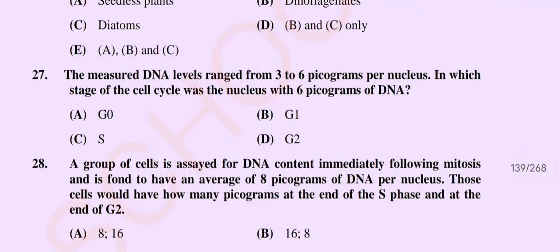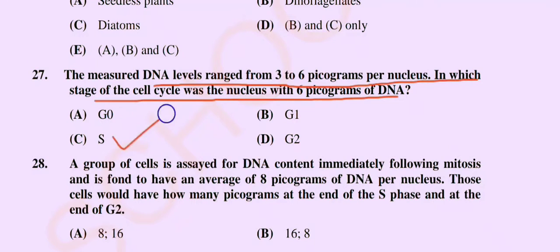Question number 27. The measured DNA levels range from 3 to 6 picograms per nucleus. In which stage of the cell cycle was the nucleus with 6 picograms of DNA? Option A, G0; option B, G1; option C, S phase; option D, G2 phase. So the correct option is option C, S phase.